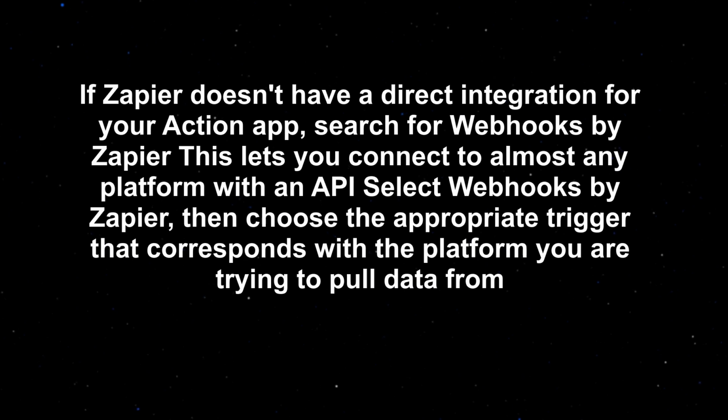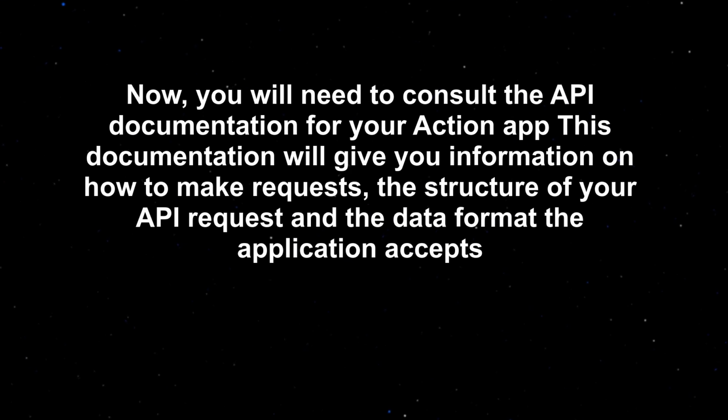Now, here's where the magic happens. If Zapier doesn't have a direct integration for your action app, search for Webhooks by Zapier. This lets you connect to almost any platform with an API. Select Webhooks by Zapier. Then choose the appropriate trigger that corresponds with the platform you are trying to pull data from.